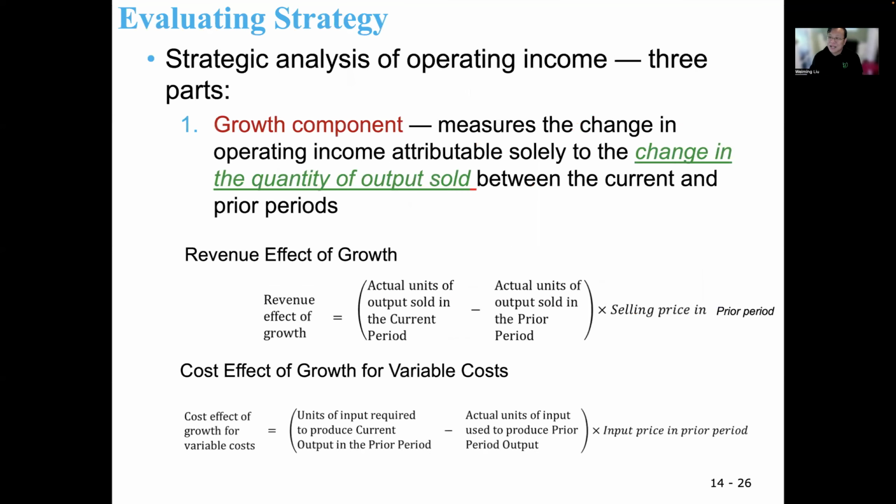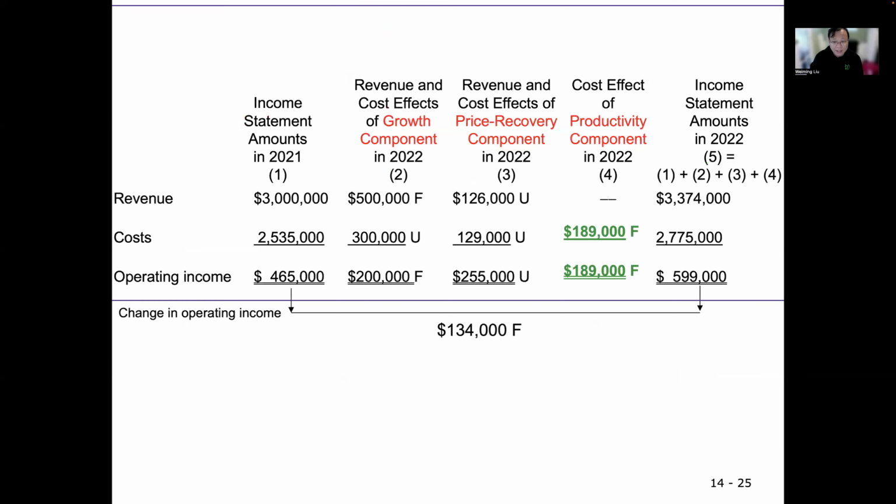So now, as a manager, I'm able to see what makes up this $134,000 income. The business is growing. That means I'm selling more, from 60 units to 70. So that's good news. And you are more effective, you use fewer labor hours, and you are more productive, but the price is against you. So this is very useful, as you can see.